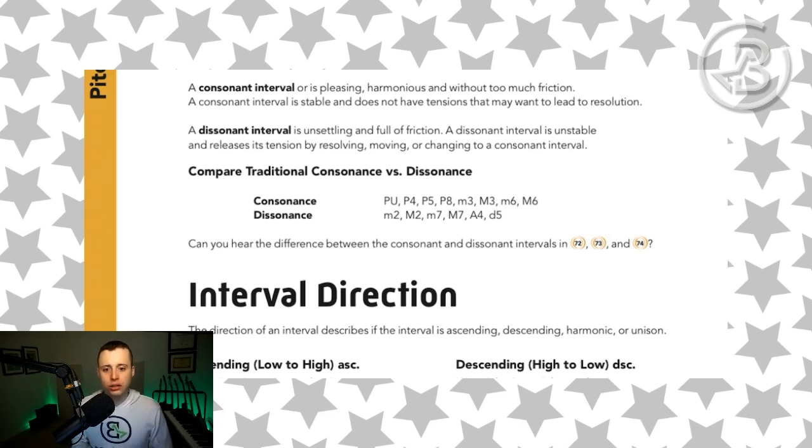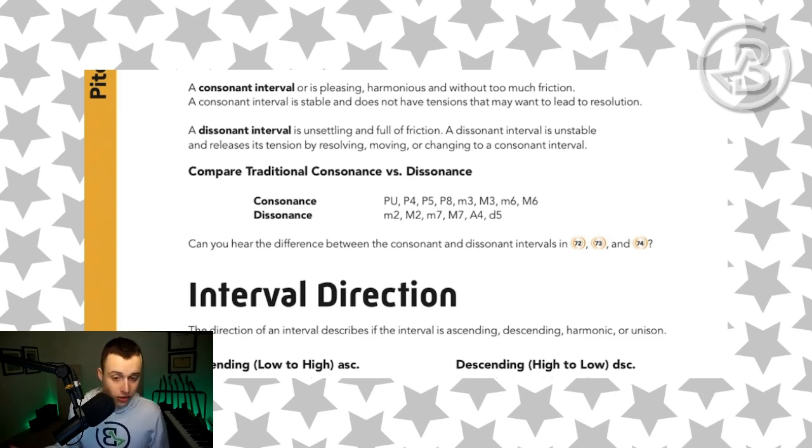So let's talk a little bit more about consonance and dissonance and what that means. A consonant interval is a pleasing and harmonious interval without too much friction or fight. A consonant interval is stable and does not have tensions that may want to lead it somewhere else. Just like we had the leading tone in the major scale that wanted to lead us to the tonic, consonant intervals don't act like the leading tone. They don't want to lead us to resolve somewhere else. They don't want us to take the next step.